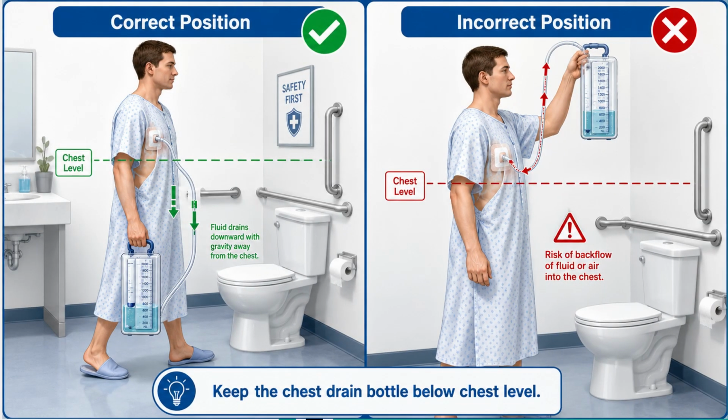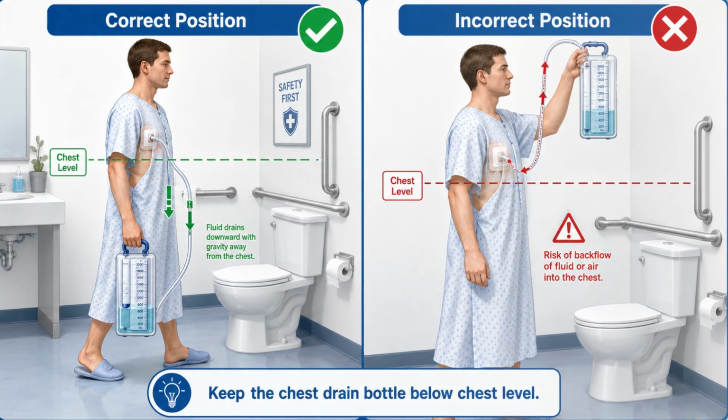This is one of the most important chest drain safety rules. The bottle must stay below the patient's chest level. Do you know why? Because if the bottle is lifted too high, fluid may flow back towards the patient. This matters when the patient mobilizes, sits out of bed, goes to the toilet, or changes position. So ask yourself every time, where is the bottle?